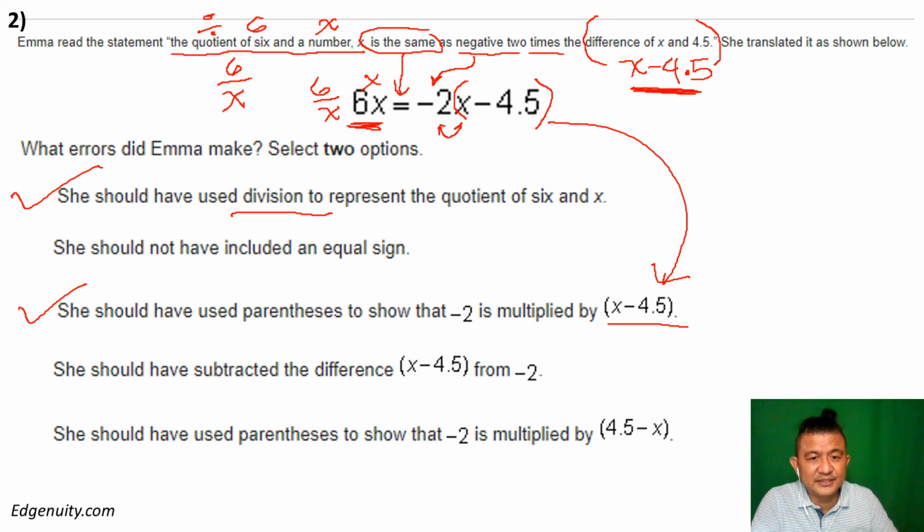She should have subtracted the difference, x minus 4.5 from 2. No, it's not subtraction, it is multiplication. Okay? She should have used parentheses to show that negative 2 is multiplied by 4.5 minus x. No, the order is what? x first minus 4.5. So these are the correct answers. Those are Emma's errors or mistakes.